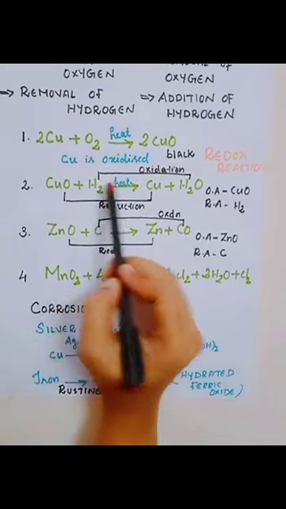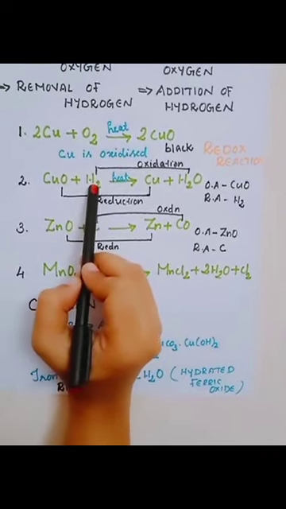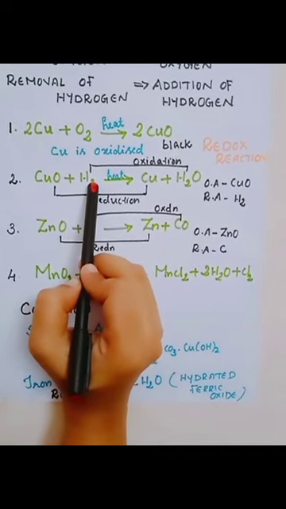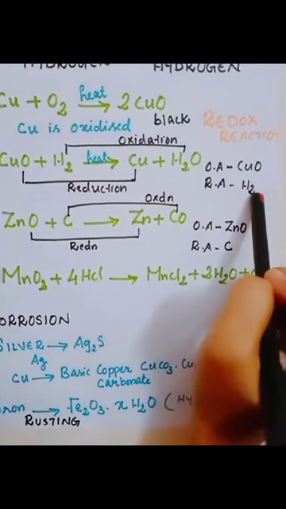Similarly, hydrogen is undergoing oxidation. Therefore, hydrogen is the reducing agent. The reducing agent in this redox equation is hydrogen.